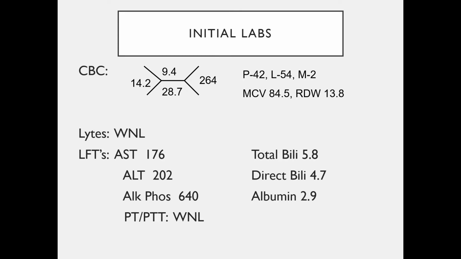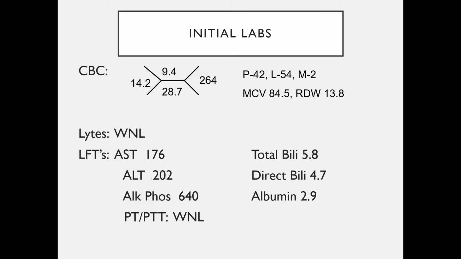This is our patient's initial labs. The CBC is essentially normal. The patient does have a little bit of an anemia, which might be related to physiologic nadir since the patient is 6 weeks of age. The electrolytes are normal. LFTs: AST is elevated at 176, ALT is also elevated at 202, the ALK Phos is high at 640, the PT and PTT are within normal. The total bilirubin is 5.8, with a direct bilirubin of 4.7, and the albumin is 2.9.